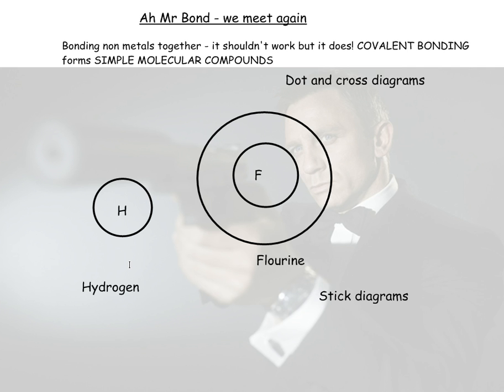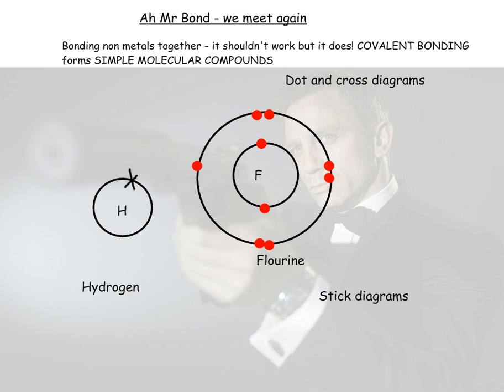Now, it happens between non-metals, so ionic bonding is between a metal and a non-metal. This is two non-metals together. Now, fluorine, if I look up, is in group 7, and it's number 9 on the periodic table, which means it has 9 protons, which means it has 9 electrons. Let's shove them on there. 1, 2, 3, 4, 5, 6, 7, 8, 9. Okay, hydrogen floats around the top, and it's got 1, which we'll give a cross.